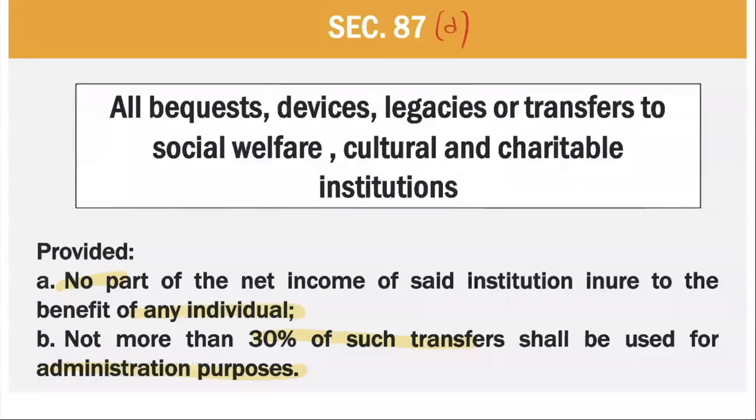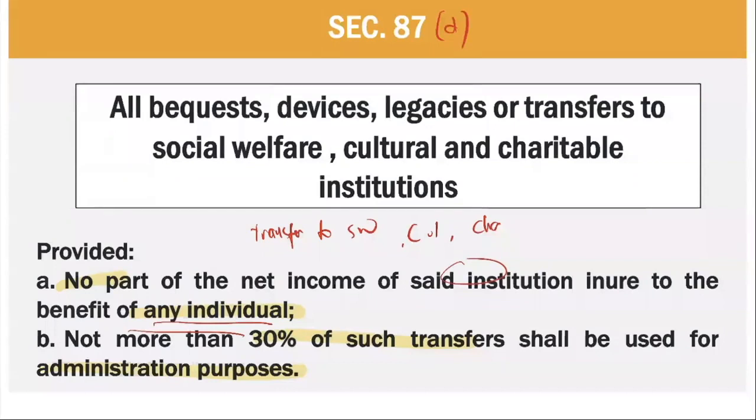Okay, so once there is a transfer to social welfare, that should be excluded. Transfer to cultural institution, that should be excluded. Transfer to charitable institution, that should be excluded. If ever 30% of such transfer is not used for administrative purposes and no part of the net income of that institution will benefit a particular individual. Okay, so we're done with 3 exclusions so far.